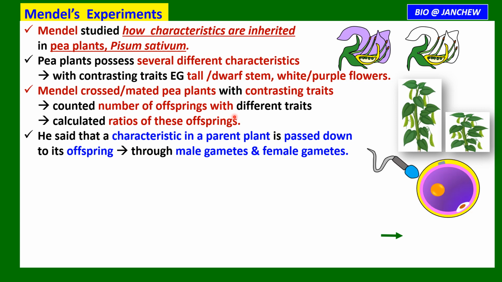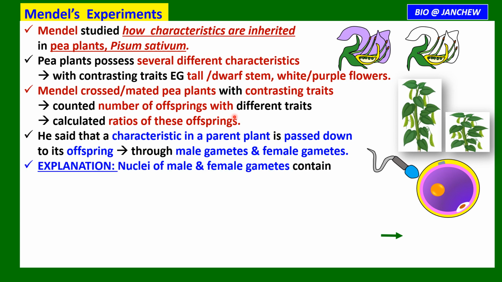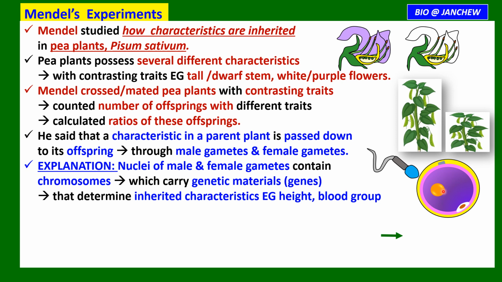Now for humans, the male gamete is the sperm and the female gamete is the ovum. So actually what he said is correct, because now we know, for example, the nucleus of the sperm contains chromosomes. The nucleus of the ovum, which is the female gamete, contains chromosomes too, right? And these chromosomes carry the genes or genetic materials that determine the inherited characteristics of the organism, such as height and blood group for humans.